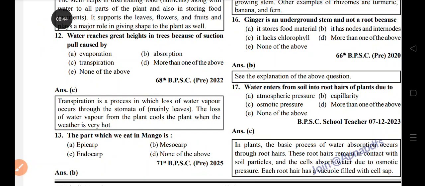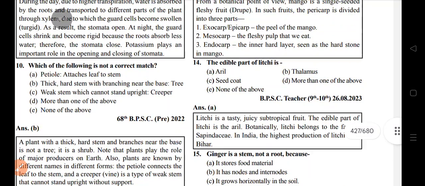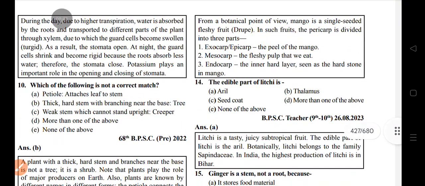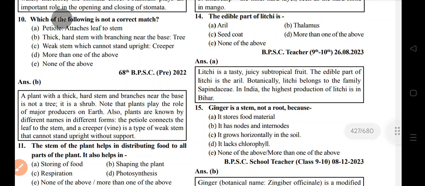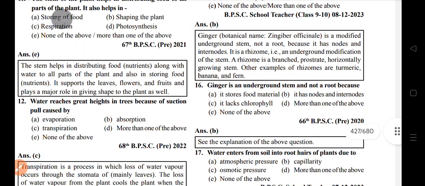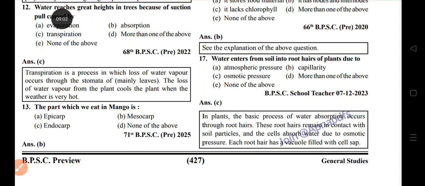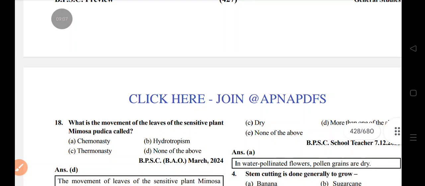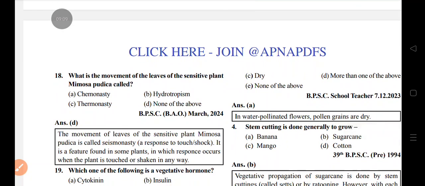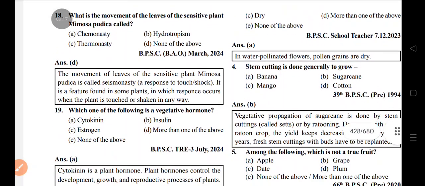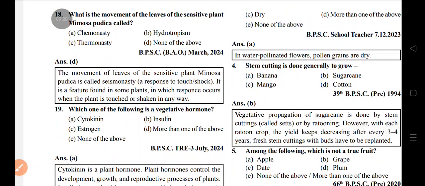The part which we eat in mango is mesocarp. The edible part of lychee is aril. Ginger is a stem, not a root, because it has node and internode. Ginger is an underground stem and not a root. Water enters from soil into the root hair of the plant due to osmotic pressure. Movement of the leaves of the sensitive plant Mimosa pudica is called seismonasty. Which one of the following is a vegetative hormone?